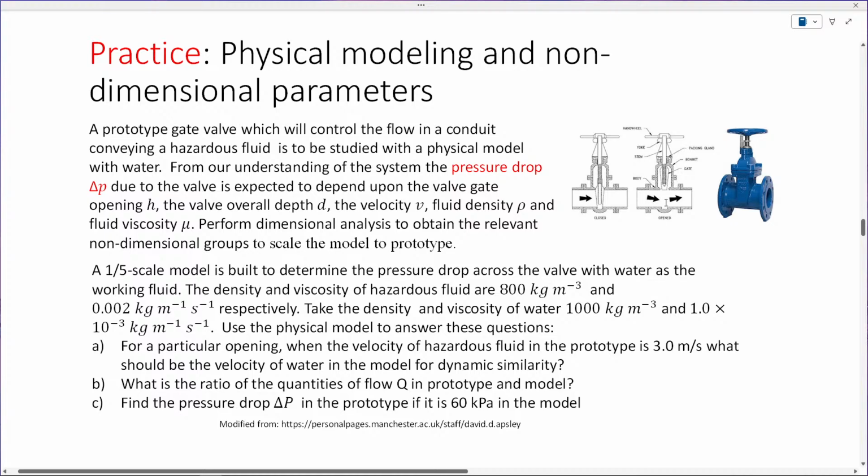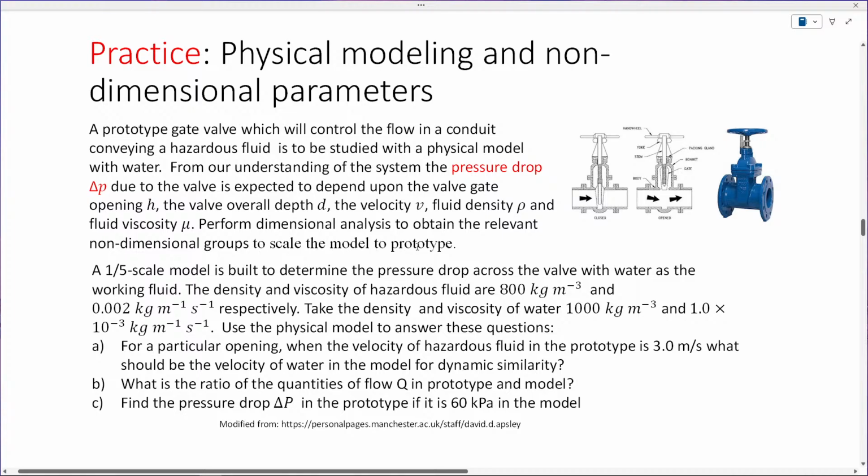That is another parameter. And of course, the velocity, the fluid density, and the fluid viscosity. Like in most fluid mechanics problems, you'll have velocity, density, and viscosity, because that's how you define your fluid. The velocity will define the kinematics of your fluid. So perform dimensional analysis to obtain the relevant non-dimensional groups to scale the model to the prototype.